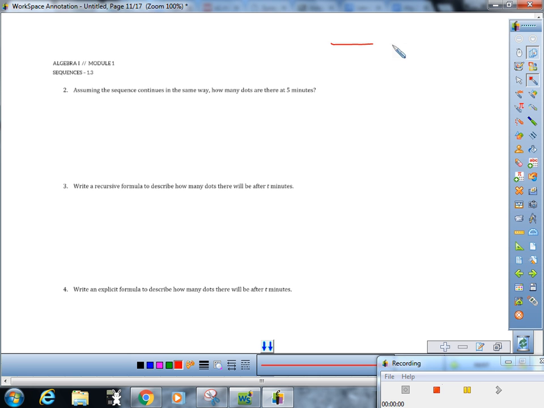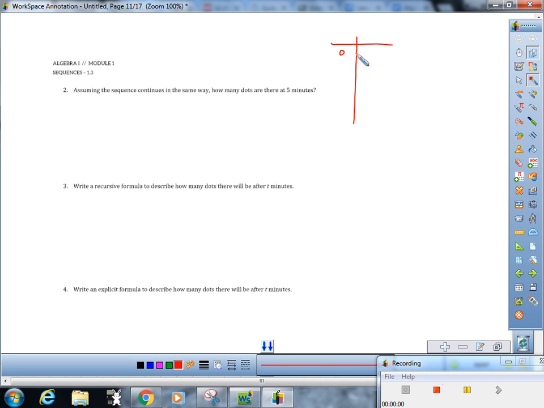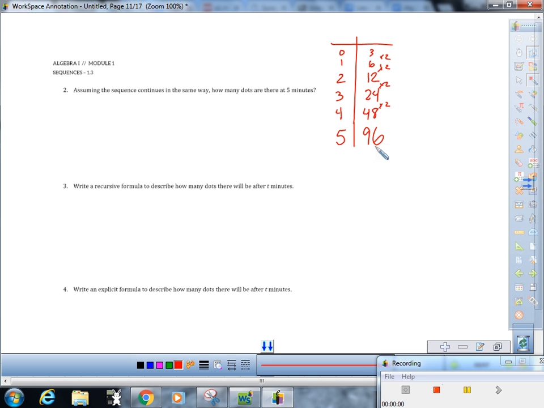What I'll do here to answer question number 2 is I'll make a table at the beginning. So after 0 minutes, we had 3. After 1 minute, we had 6. After 2 minutes, we had 12. After 3 minutes, we had 24. And after 4 minutes, we had 48. So at this rate, how many dots will there be after 5 minutes? It'll be times 2. Times 2, times 2, times 2. So it's going to be 96 dots.